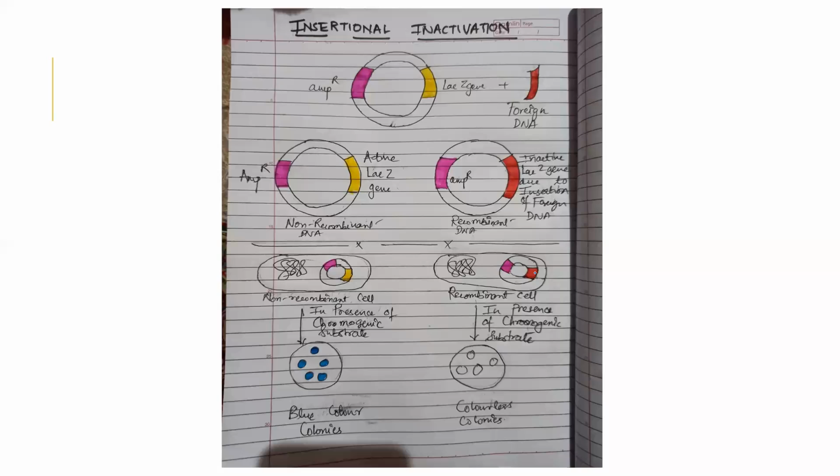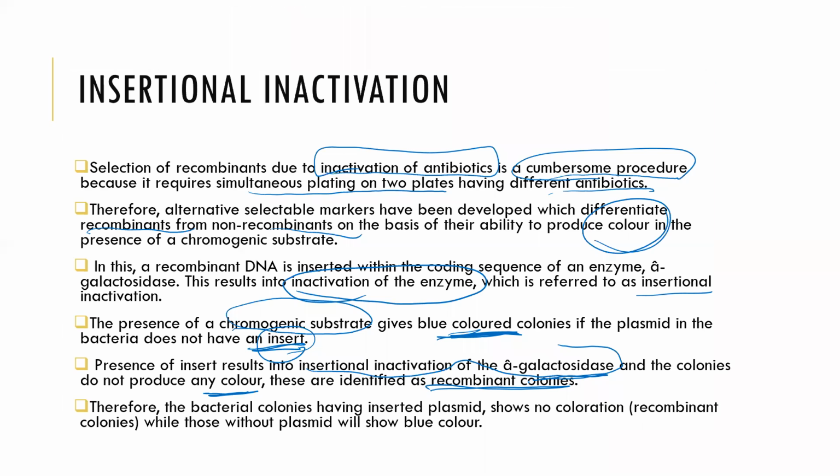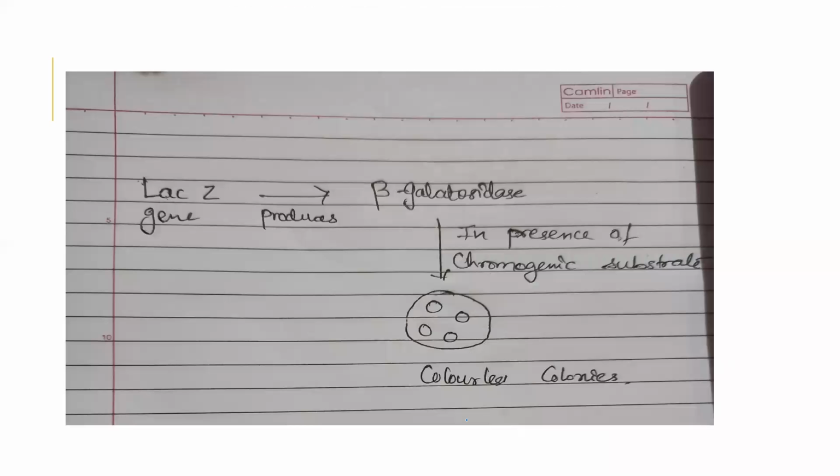So presence of a foreign DNA or an insert will actually inactivate the beta galactosidase, and in presence of a chromogenic substrate, it gives colorless colonies. Therefore, the bacterial colonies having inserted plasmid show no coloration. So these are the recombinant colonies. Those without the insert show blue color, or those which are non-recombinants will show blue color.